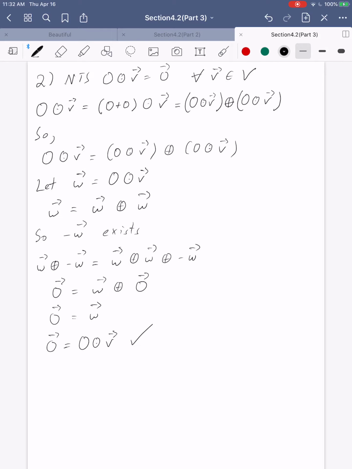Oh, we'll need a couple more pages here. All right, so let's go ahead for 3. For 3, we need to show that k times the 0 vector equals the 0 vector for all k in our field. All right, so let's think about how we would go through and do this. Well, what can we say about this guy here? Again, some of these proofs are not necessarily immediately obvious, but let's see if we can play around with it.